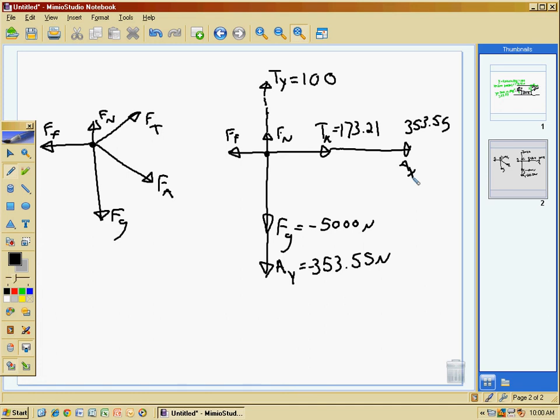Friction and normal. So, we've drawn our force diagram. We've determined we're at equilibrium. We have broken up our vectors. What's the last step we need to do before we can figure out our answers? Write the equations.